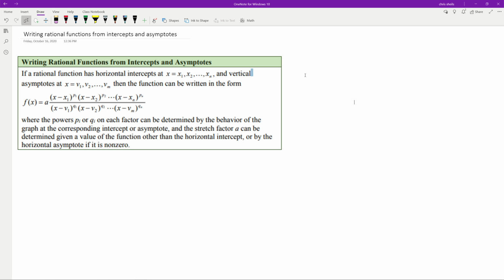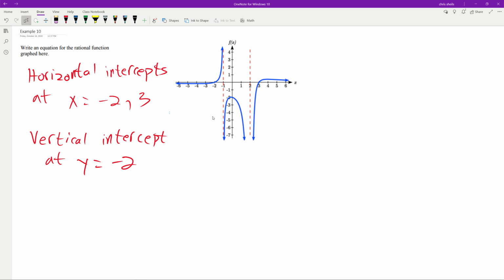Notice how this function seems to be leveling out towards the line y equals 0 at its endpoints. So I'm going to say that this has a horizontal asymptote at y equals 0. And this has vertical asymptotes represented by these red dotted lines also. Sometimes these are represented by dotted lines. This has vertical asymptotes at x equals -1 and +2.